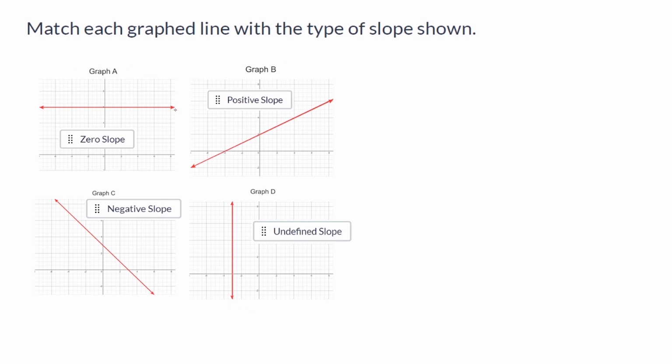A flat line or a horizontal line has a slope of 0, and a positive slope is moving up from left to right, and a negative slope is a line that is moving downwards from left to right. All right, let's move to the next problem.